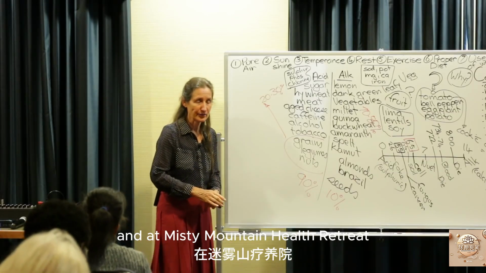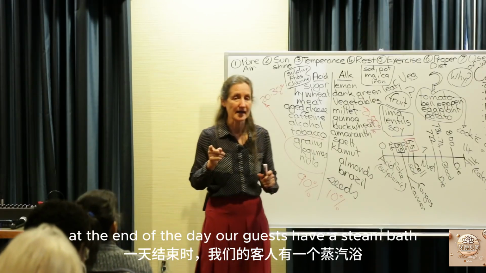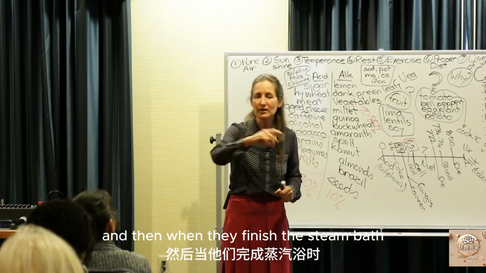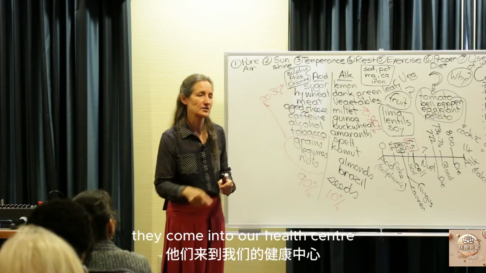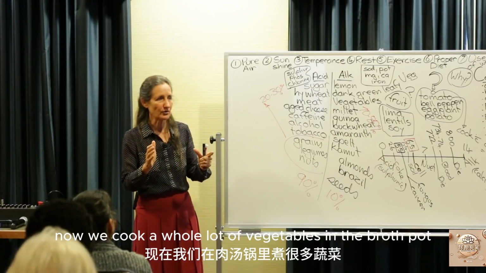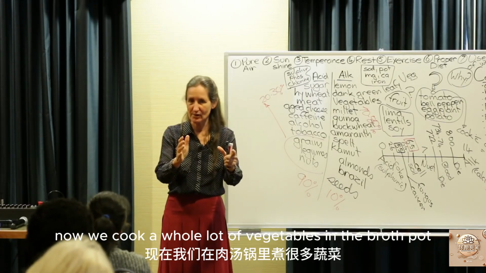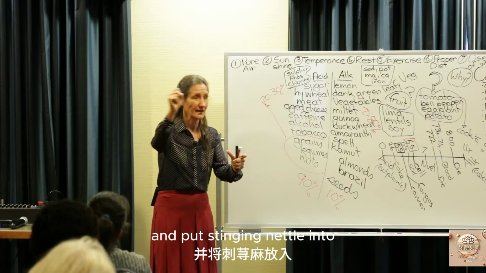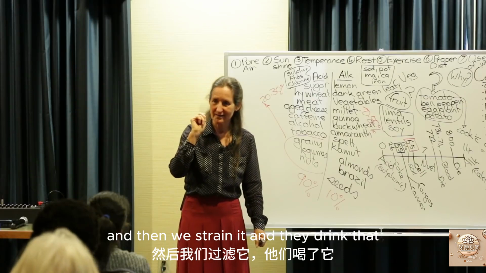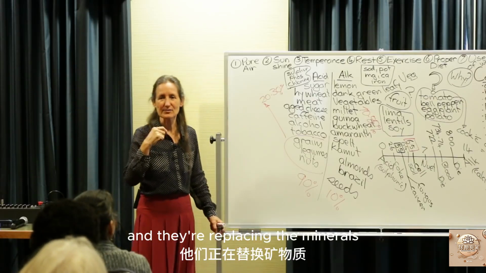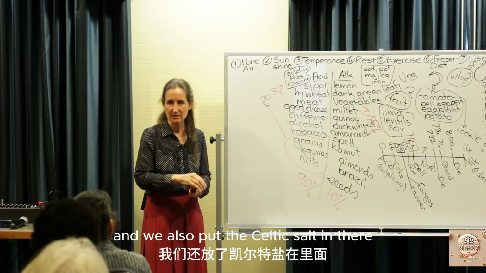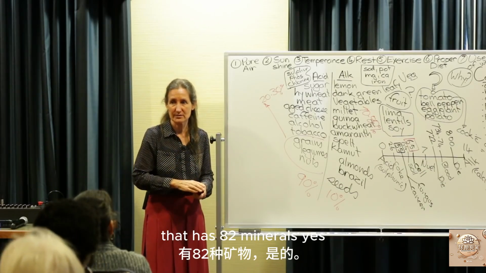And at Misty Mountain Health Retreat, at the end of the day, our guests have a steam bath where they sit and have a big sweat. And then when they finish the steam bath, they come into our health centre and we have a big pot of broth. Now we cook a whole lot of vegetables in the broth pot and put stinging nettle in too, and then we strain it and they drink that. And they're replacing the minerals they just lost in the big sweat. And we also put the Celtic salt in there that has 82 minerals.